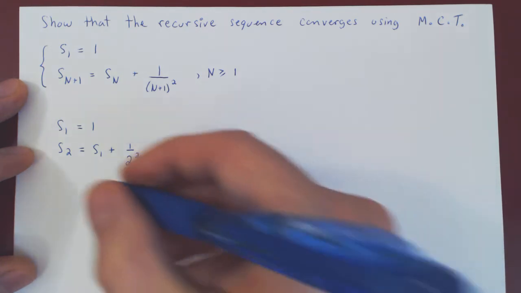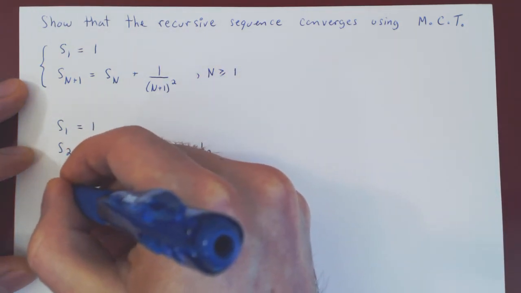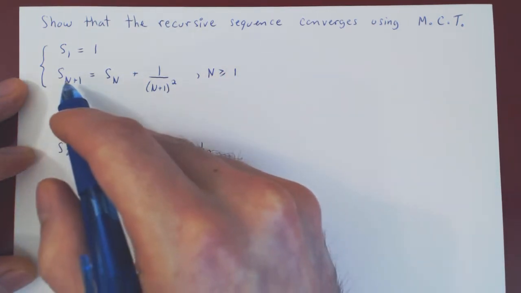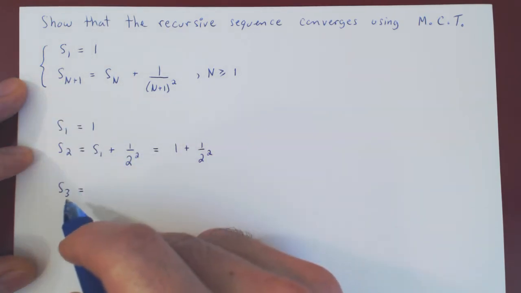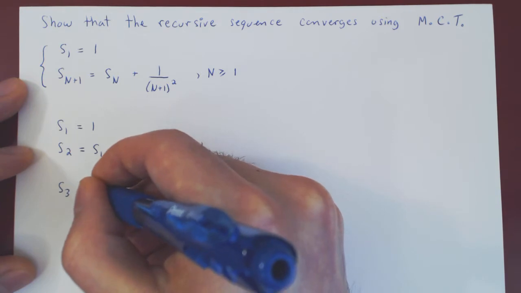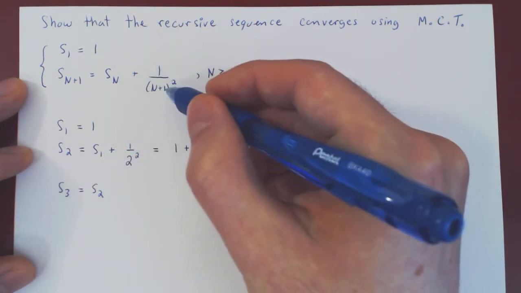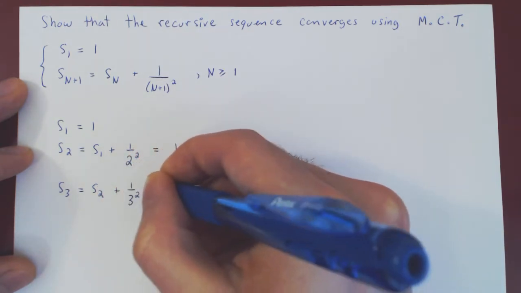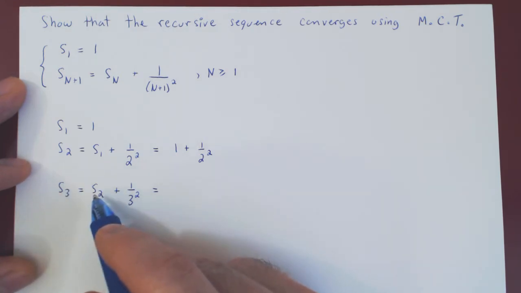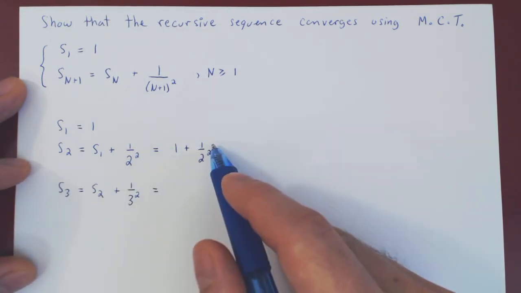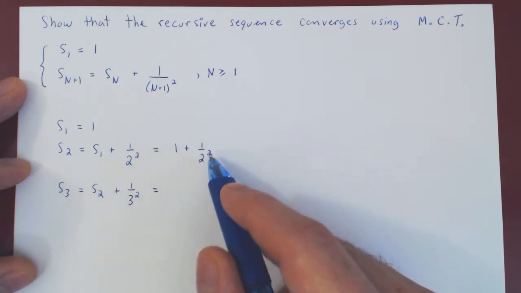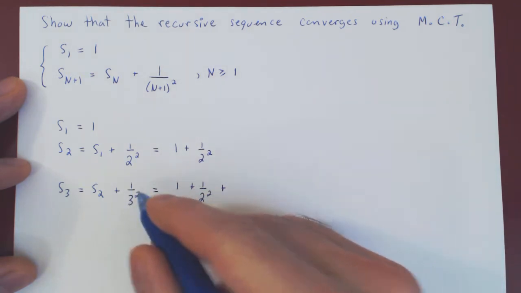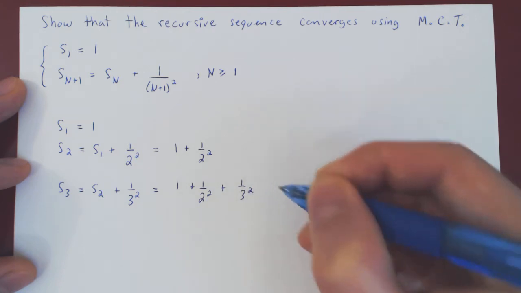Let's find S3, the third term of our sequence. Well, to get S3, we take N to be now equal to 2. So if N is 2, we have that S(2+1), S3, equals S2 plus 1 over 2 plus 1, 3 squared. And you see S3 depends on S2, but we have just found S2. So let's replace. S2 is 1 plus 1 over 2 squared, plus, of course, the leftover term, 1 over 3 squared.